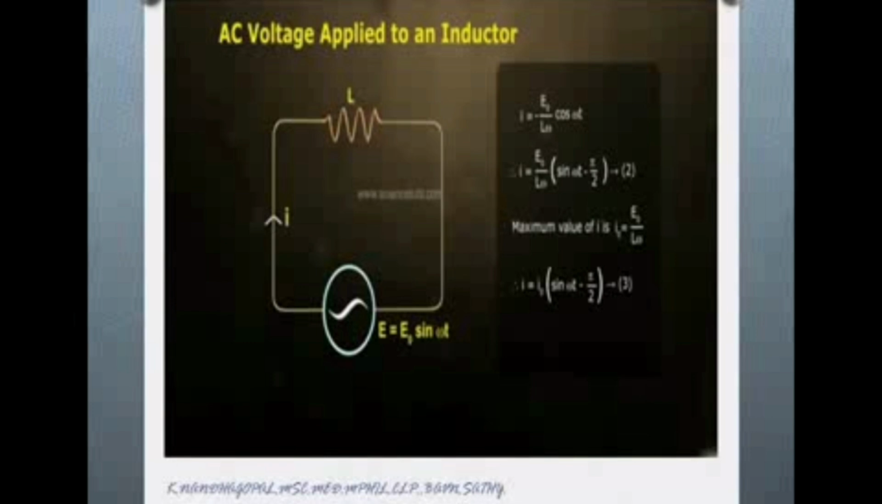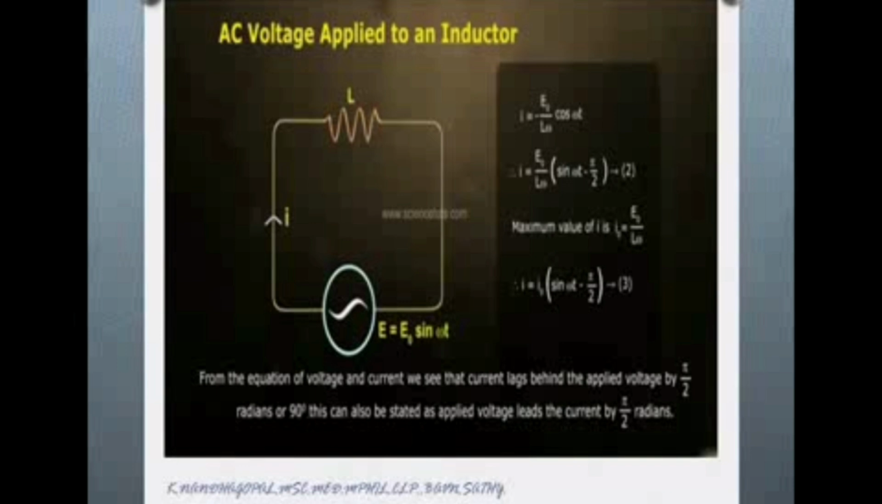So there is a phase difference. Here the current lags behind the voltage by the phase angle of pi by 2. So from the equation of voltage and current, we can see that the current lags behind the voltage by the phase angle of pi by 2. So the voltage was sin omega t, but the current is sin omega t minus pi by 2, so the current is pi by 2 behind.